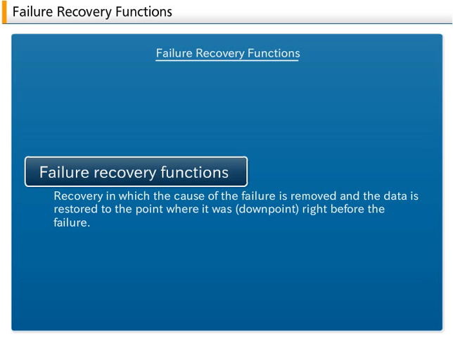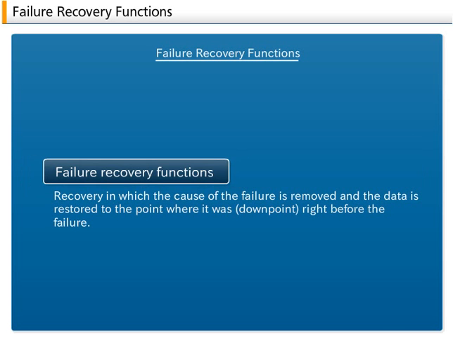Failure recovery functions. A database is shared and used in common. Because of this, when a failure occurs, there is the possibility of influencing the entire information system. When this happens, it is important to remove the cause of the failure and to restore it to the point where it was, the down point, just before it went down. These functions are called failure recovery functions.